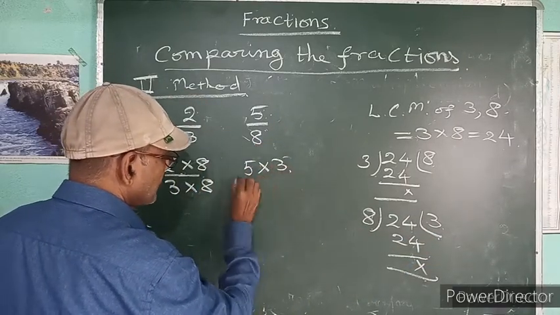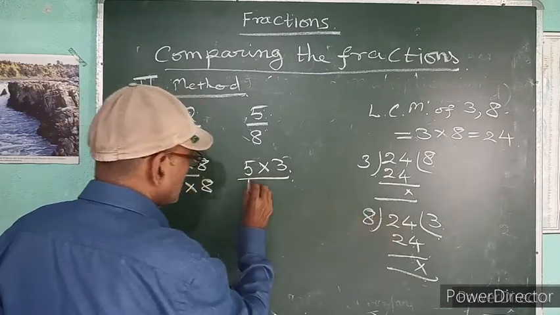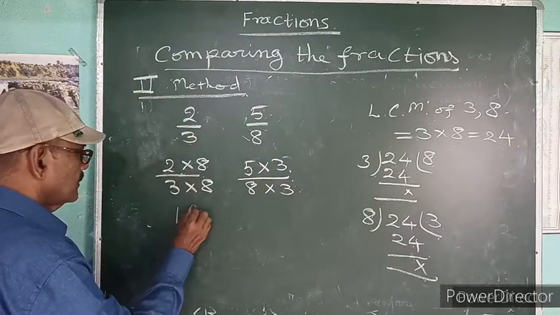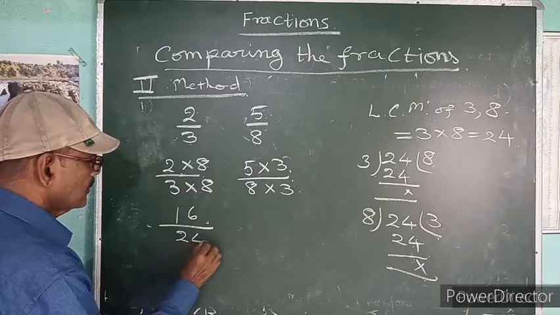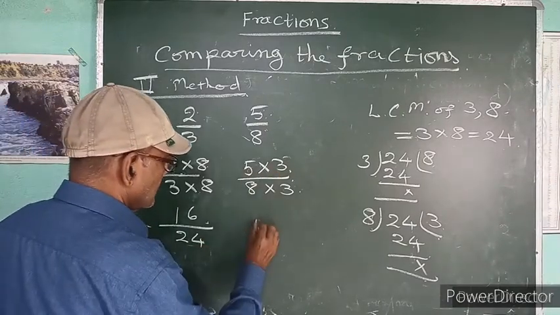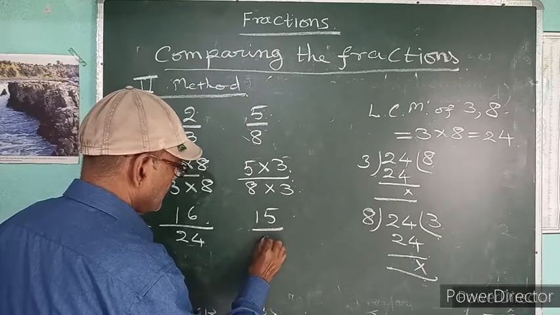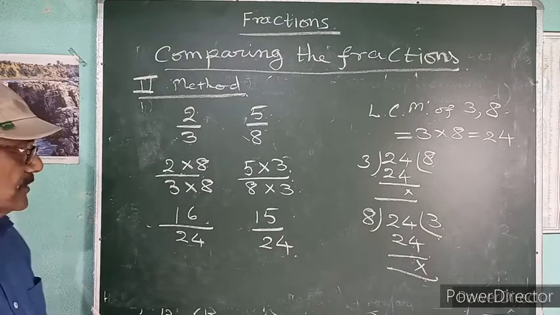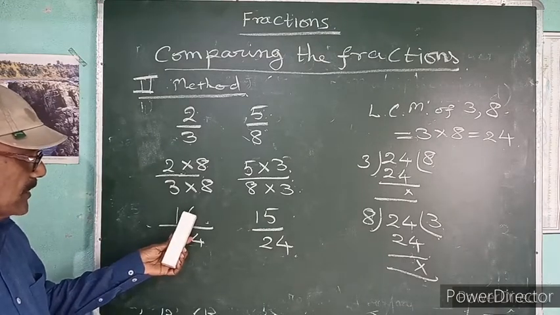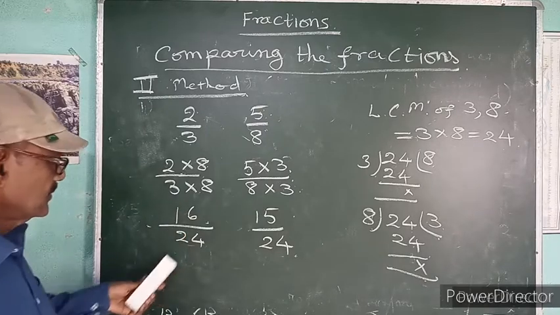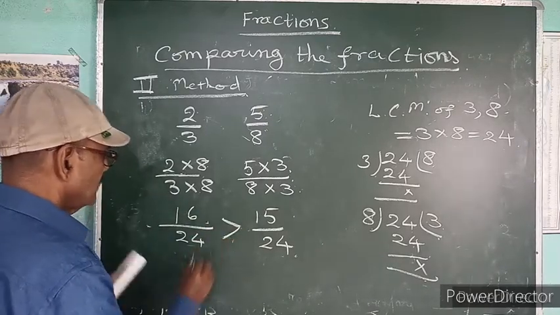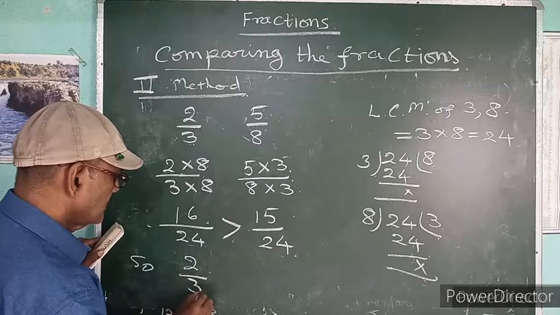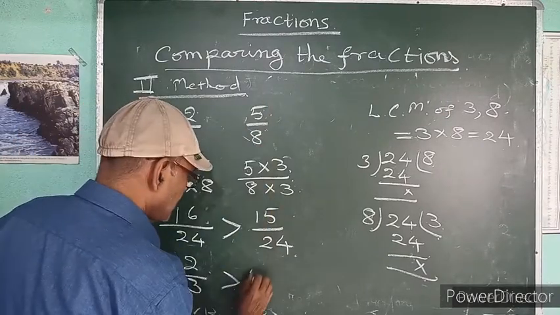5 into 3 and 8 into 3. This will give you 16 over 24 and this is 15 over 24. They are like fractions. We can see that the numerator is greater for this fraction, hence this fraction will be greater. So 2 by 3 will be greater than 5 by 8.